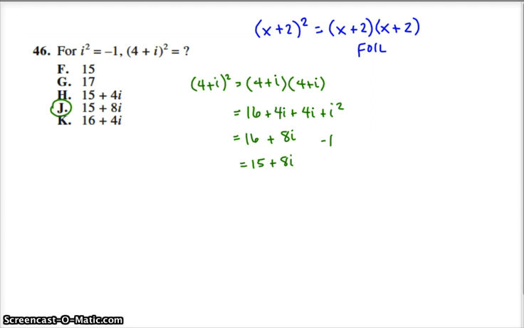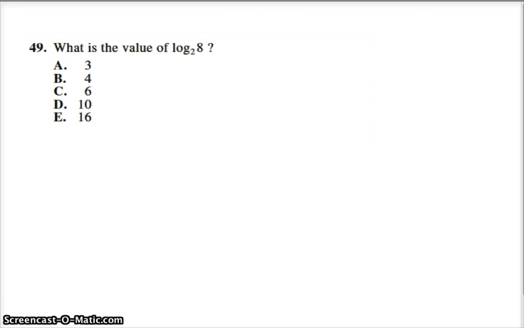Well, it looks like I have just a few moments left, and since I don't want to rush through this next one, I'll show you that it's going to be number 49, and I'll finish up in another video.